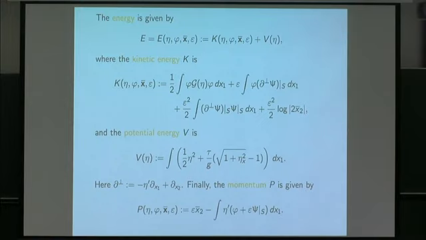So the energy depends on eta, phi, and x bar. Those are our variables, and epsilon. You can break it into the kinetic energy K and the potential energy V. K has this sort of horrible form. V is this form. Let me actually just go to the next slide.